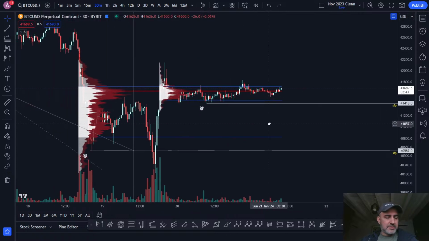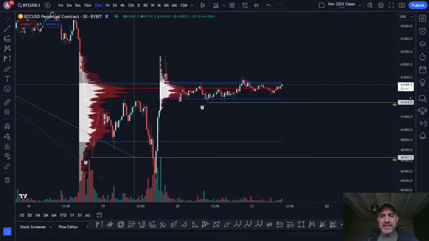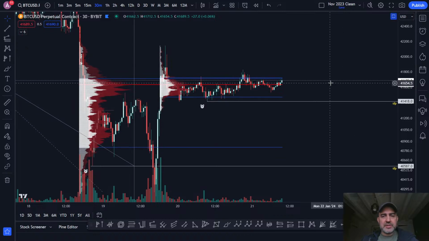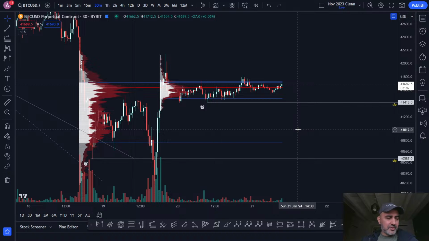And generally speaking, in my mind, that means bearishness, because the volume is at the high of the range. So you really want the volume to be at the low of the range, not at the high of the range, and you want the price to be above the point of control.